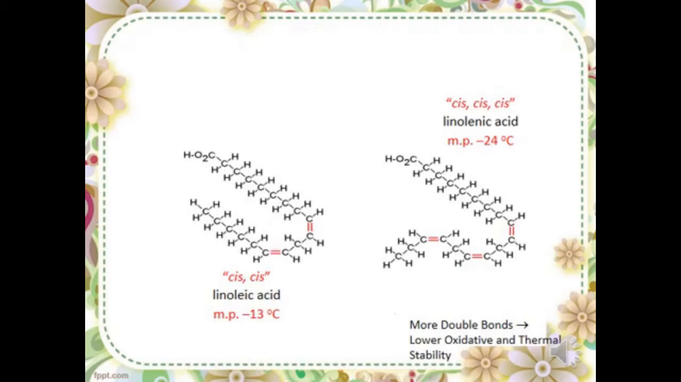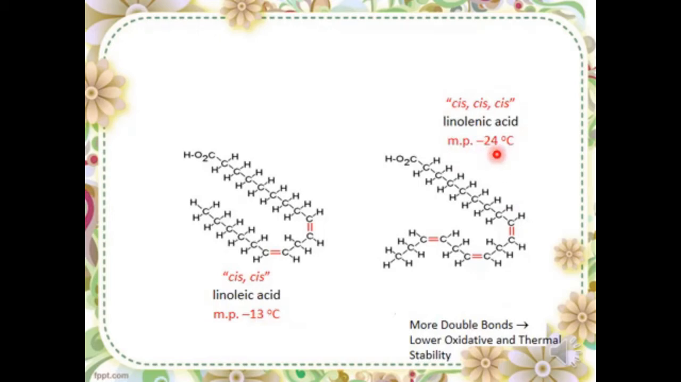So here are another two unsaturated fatty acid. Linoleic acid have 2 double bond, linolenic acid have 3 double bond. Look at the melting point value. Okay, as the double bond increase in number, the melting point will on the other hand decrease. So here we'll have negative 13 degrees Celsius. 3 double bond will reduce further to negative 24 degrees Celsius.